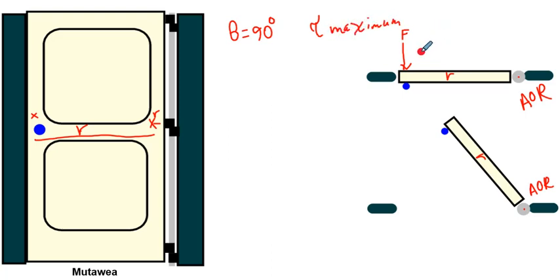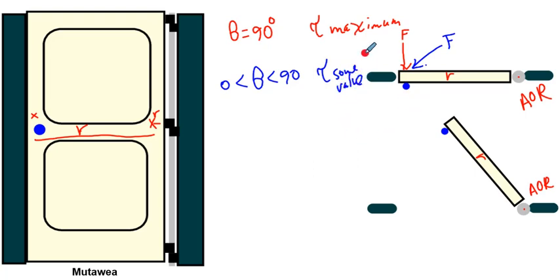If you apply the force at an angle, the angle in this case, theta, is less than 90 degrees, but it's greater than 0. In this case, torque is not maximum. It gets some value.